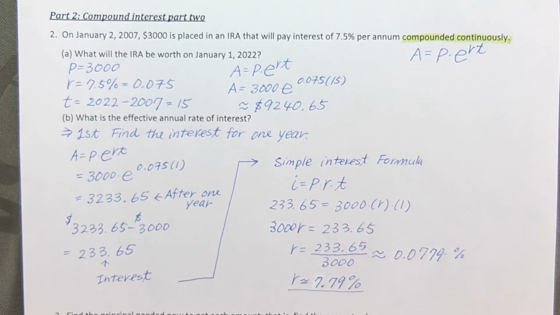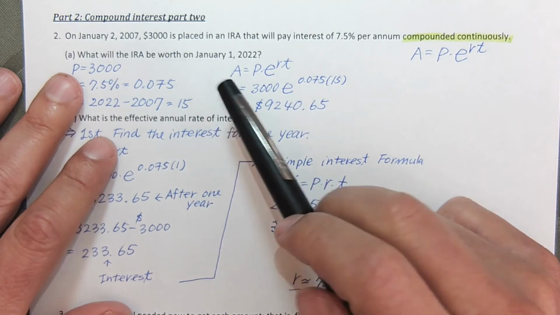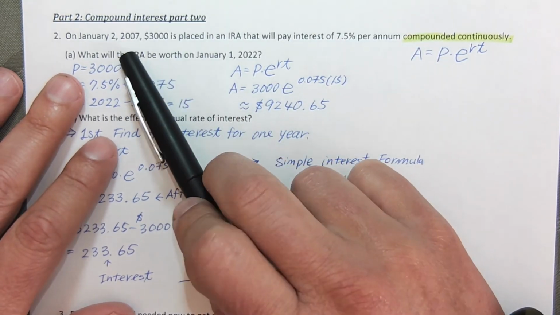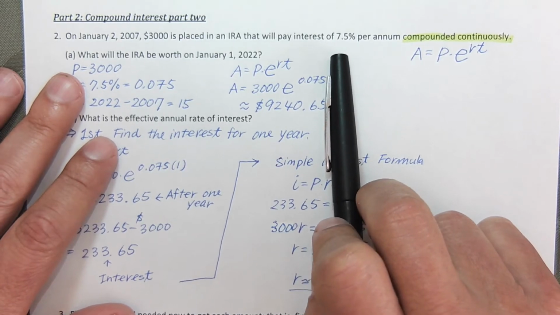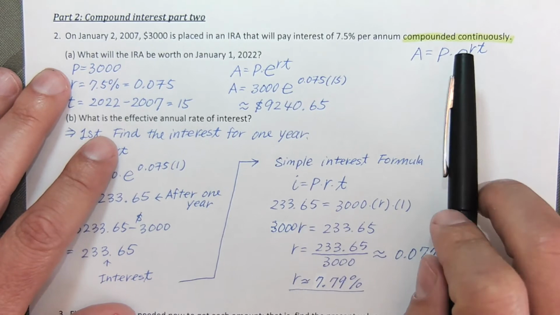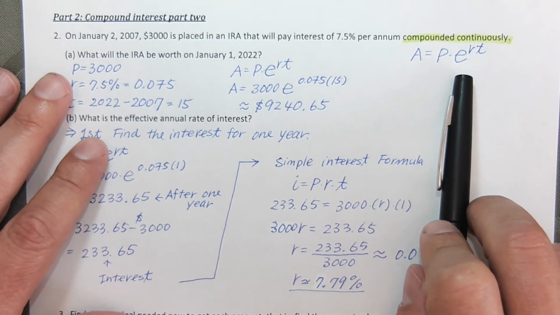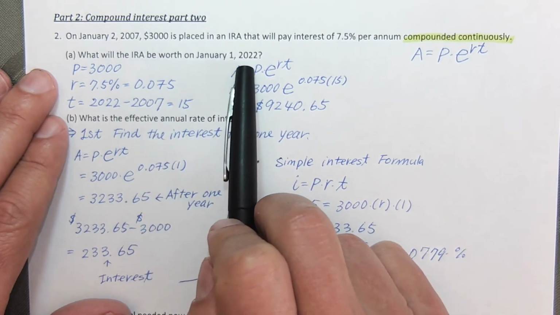And here we have compound interest, part 2, the sequel. So, this problem is, we have $3,000 on this date placed into an IRA that will pay 7.5% annually compounded continuously. So we're going to be using our continuously compounded interest formula. And they want to know what the IRA will be worth in 2022.